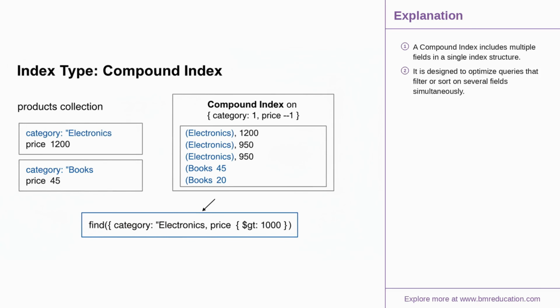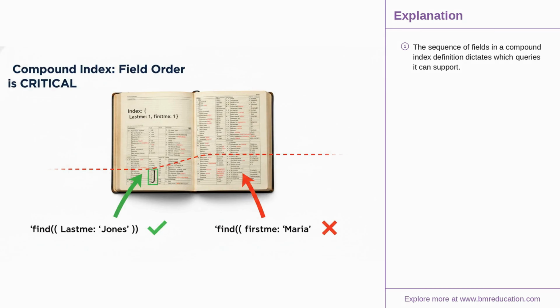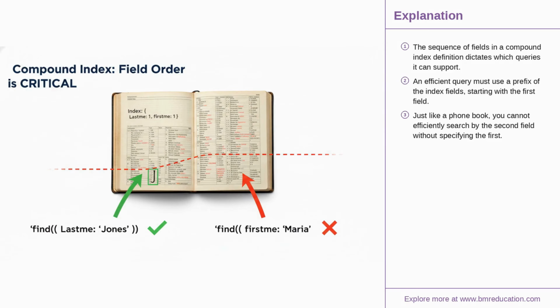A single field index is great, but what happens when your queries are more complex, filtering on multiple fields at once? For instance, finding all products in a specific category that are also above a certain price. For these scenarios, we need a compound index. This powerful index type includes multiple fields in a single index structure, creating a sorted list based on the defined field order. With compound indexes, the order of the fields you define is absolutely critical.